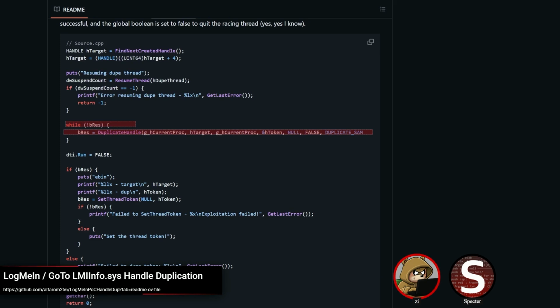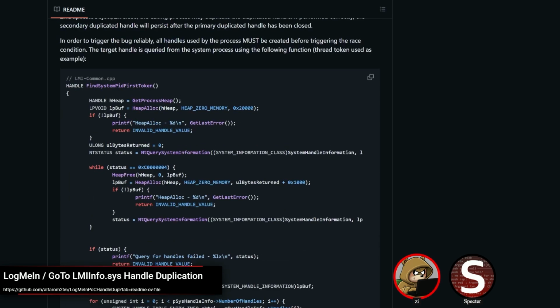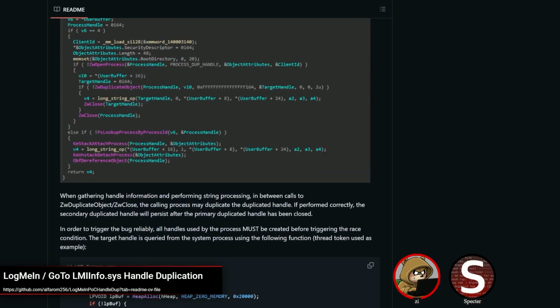They do a little bit of work on trying to predict what the handle is going to be so they can call it before it happens and actually race it. Ultimately, I don't know what the purpose of this code is, and they don't seem to know either, but it is doing that, which lets them make the system process duplicate an arbitrary handle, so it can do pretty much anything since it's system.